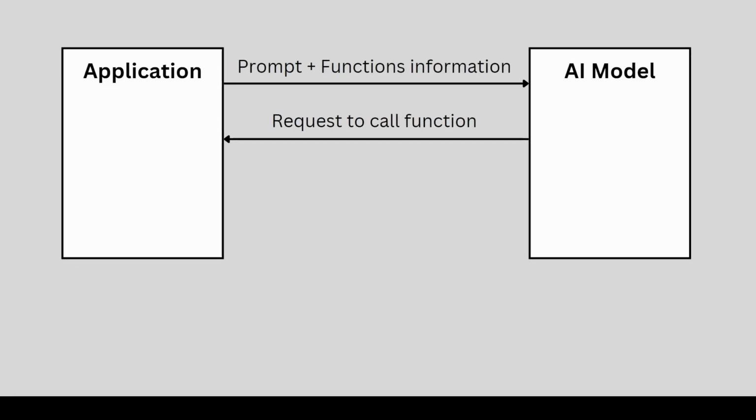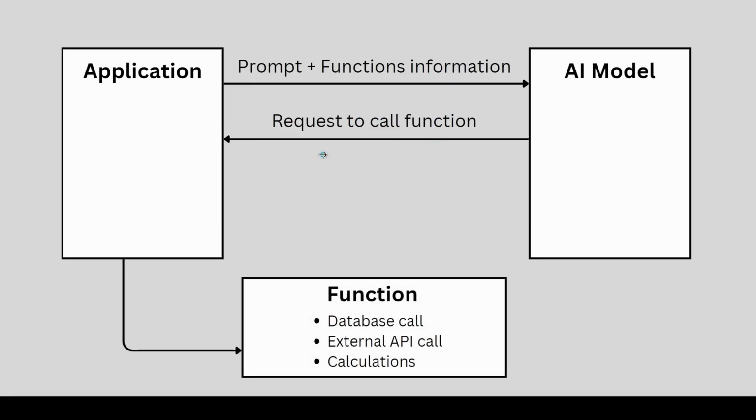And let's have a look at a simple schema. Here we have the application and the AI model. The application sends a prompt with function information, and the AI model decides based on the prompt if a function can help it with providing a valid response. If not, it will just generate and send the response back to our application. But if yes, it will first respond to us with the function name to call.